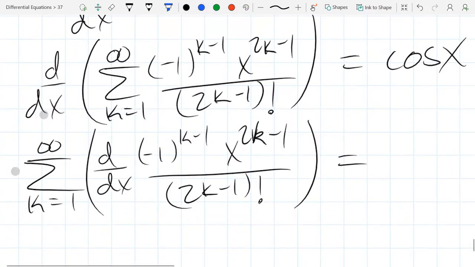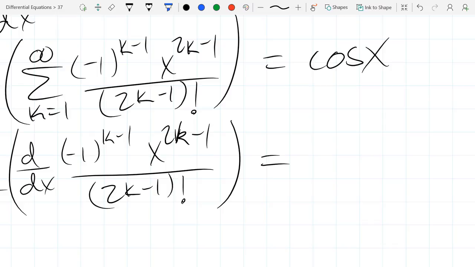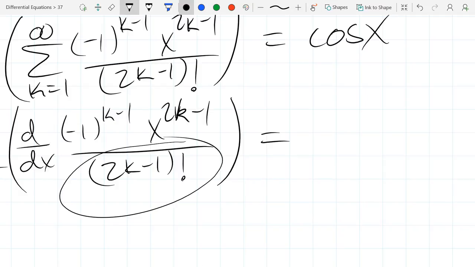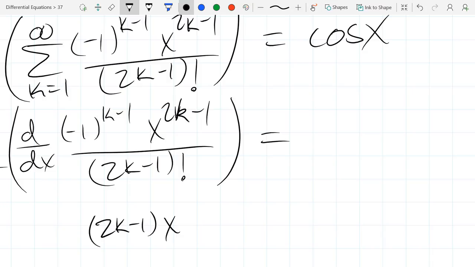What is this derivative now? So we're not worried about the sum at this moment. We're just worried about the derivative. What is this negative 1 to the k minus 1 as far as the derivative is concerned? Constant. So derivative doesn't care about k's. Derivative is looking for x's. And again, constant. So I can push the derivative past these two terms right here. So really, what's the derivative of x to the 2k minus 1? 2k minus 1 times x to the 2k minus 1 minus 1, or 2k minus 2.